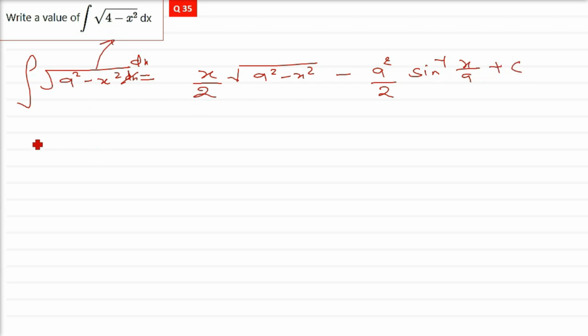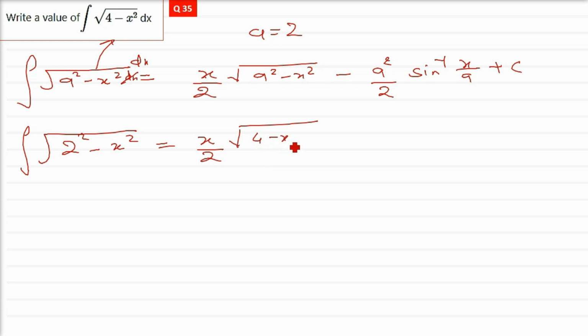Now we can change this question into this form. That is, 4 can be written as 2 square minus x square, and this inside a root. So wherever x is there, keep it like this. Wherever you get a, you can replace it by 2. So this x by 2, under root a square minus x square, so 4 minus x square will come. Then a square is 2 into 2, 4, divided by 2 is 2. So only 2 will be the outcome. Then we have sine inverse x by a. So sine inverse x divided by 2 plus constant of integration.